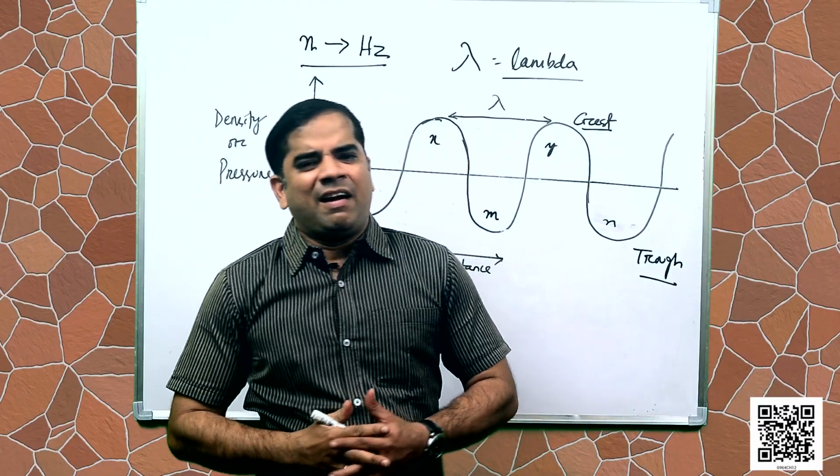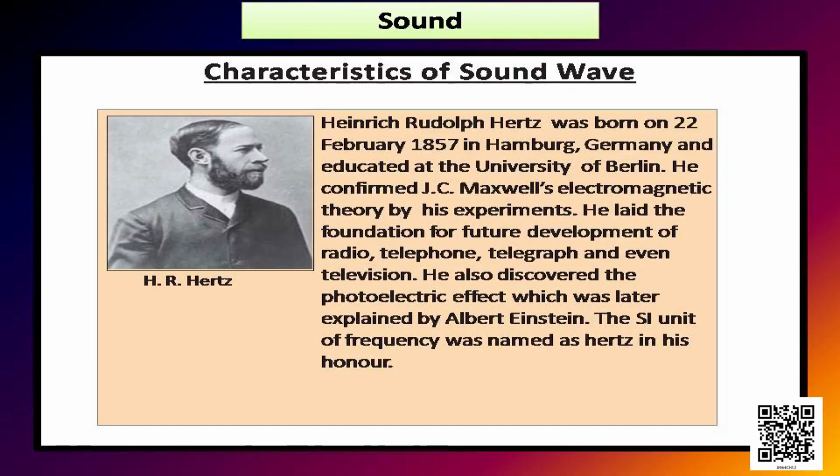Heinrich Rudolf Hertz was born on 22 February 1857 in Hamburg, Germany, and educated at the University of Berlin. He confirmed J.C. Maxwell's electromagnetic theory by his experiments. He laid the foundation for future development of radio, telephone, telegraph and even television. He also discovered the photoelectric effect, which was later explained by Albert Einstein. The SI unit of frequency was named hertz in his honor.